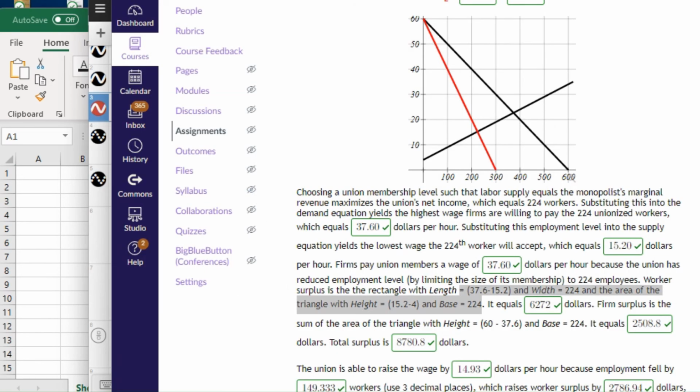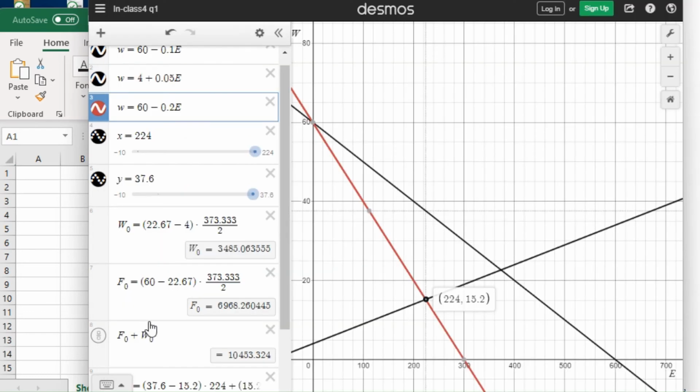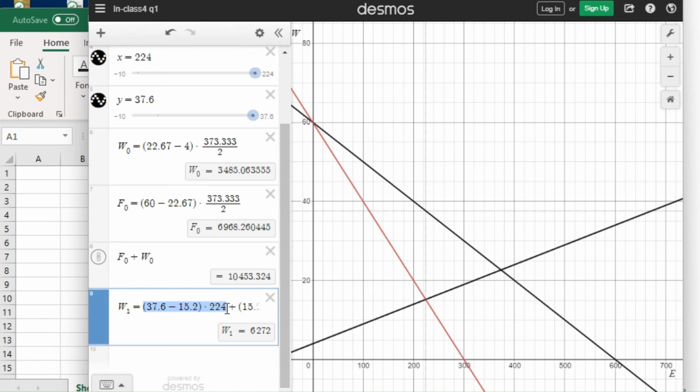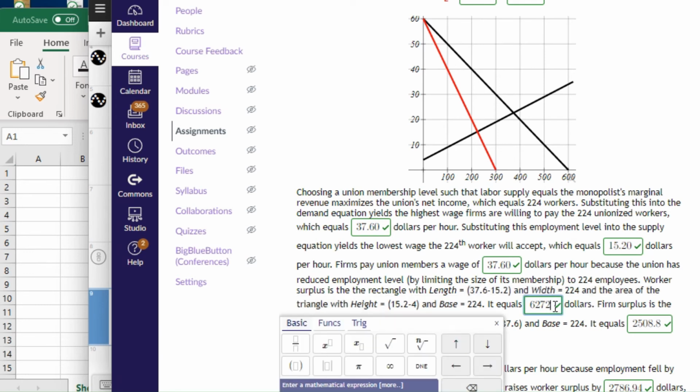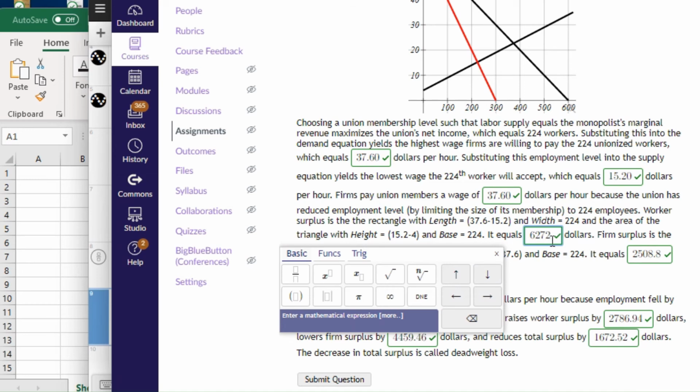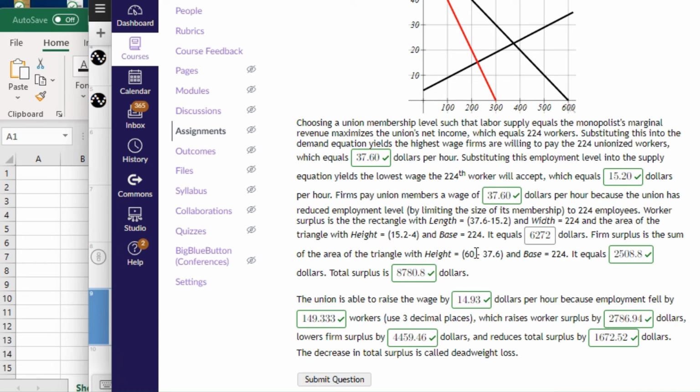All right, so where are we at here? Let's go to Desmos. So this is the union boss surplus, the portion of the surplus that goes to the union bosses. And this is the portion of the surplus that goes to the workers from this point to that point, right? So worker union surplus ends up being more than it was before, right? And that's why that's 672, right? Yep, okay, cool. Now firm surplus is that triangle here, right? That little tiny triangle on the top.